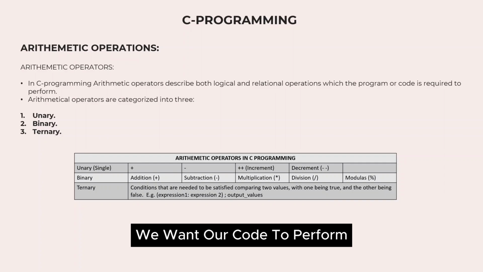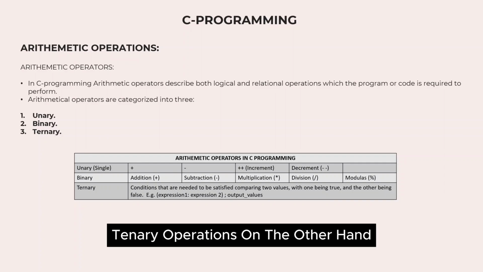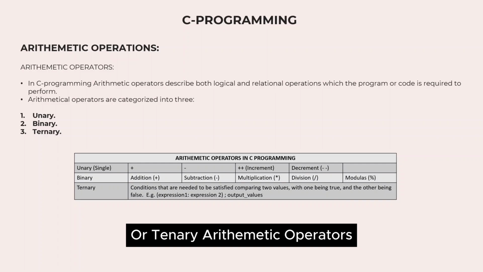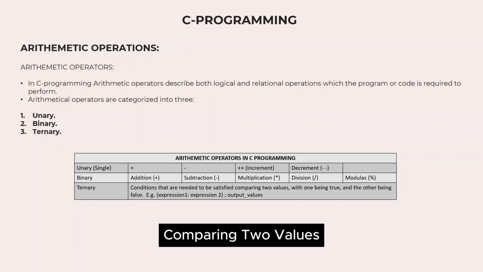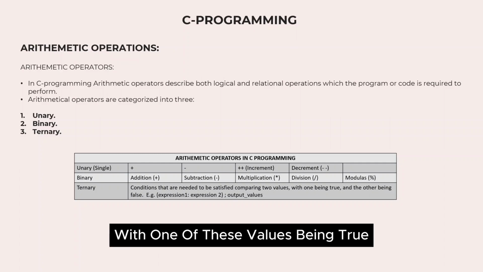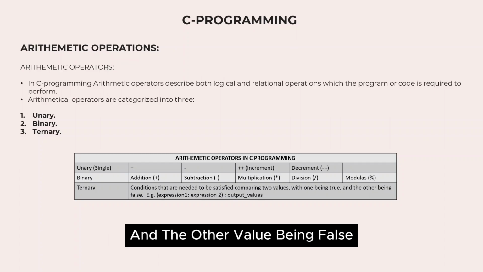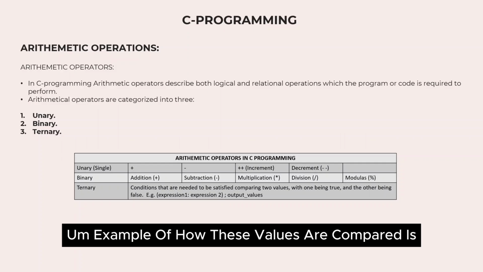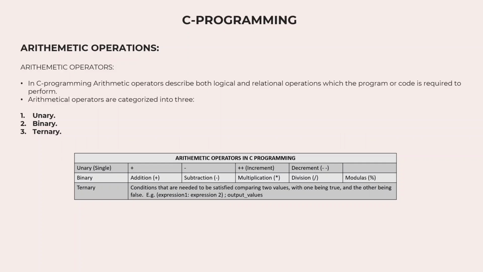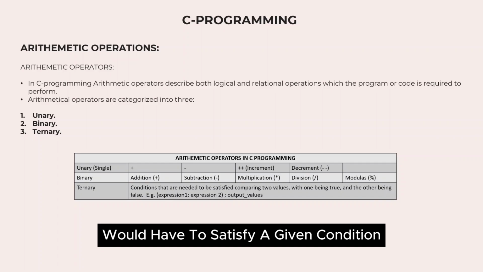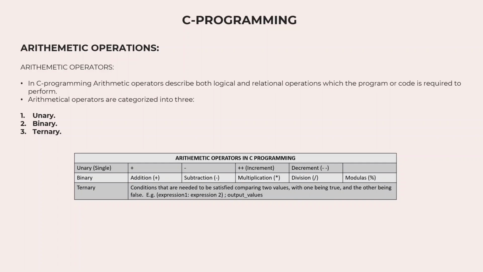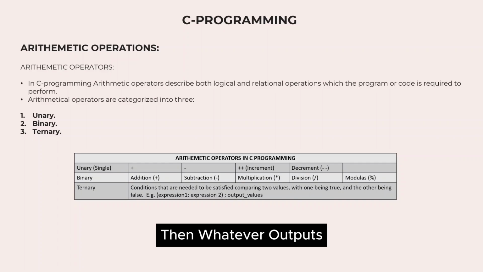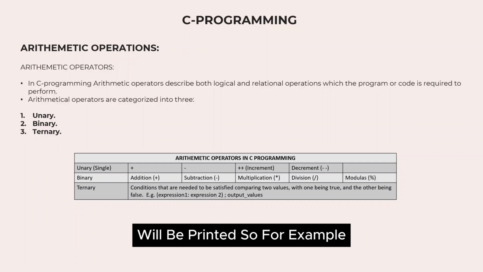our code to perform. Ternary operations, on the other hand, or ternary arithmetic operators, are conditions that are needed to be satisfied, comparing two values, with one of these values being true and the other value being false. An example of how these values are compared is that expression 1 would have to satisfy a given condition and be compared to expression 2, then whatever output is designated to the various expressions will be printed.